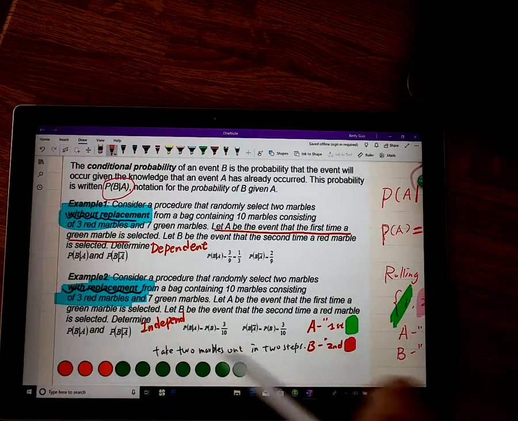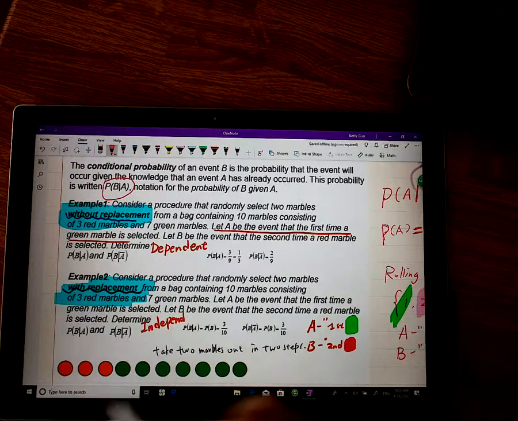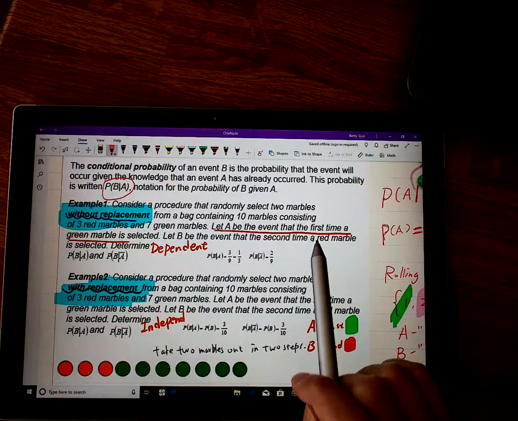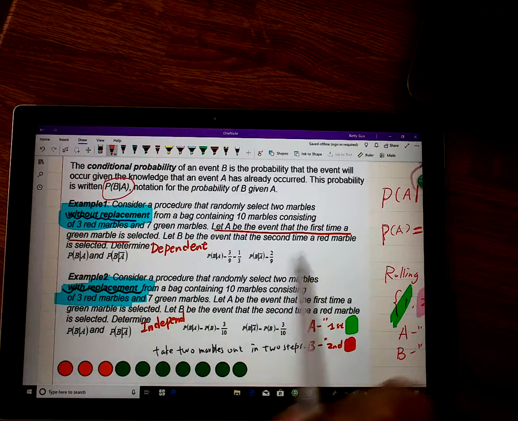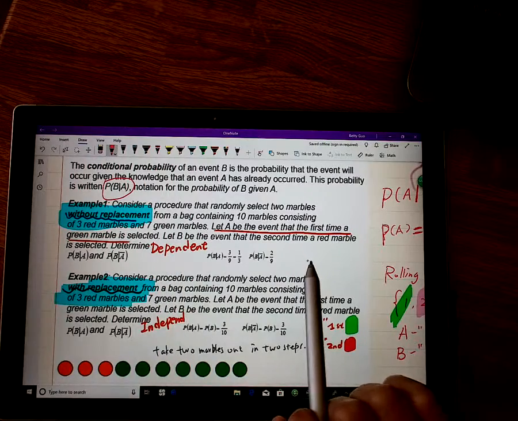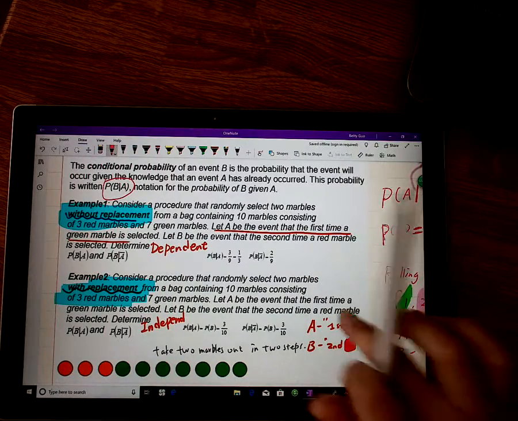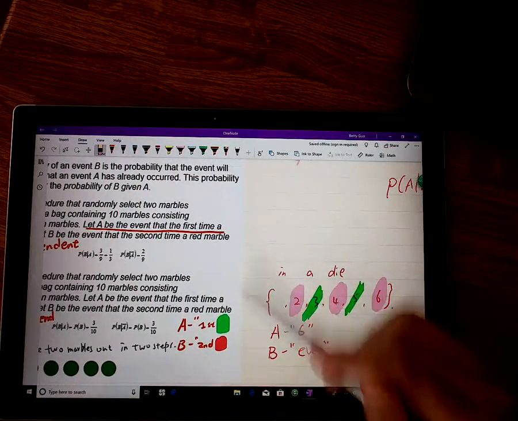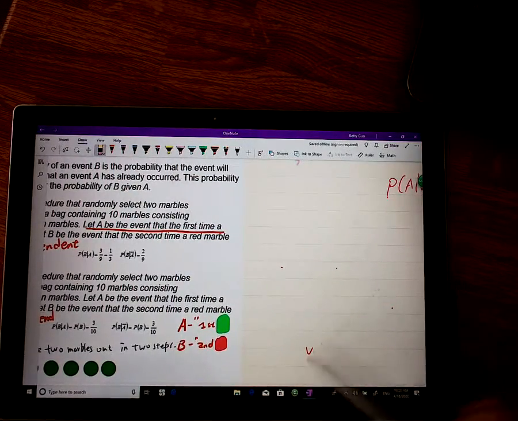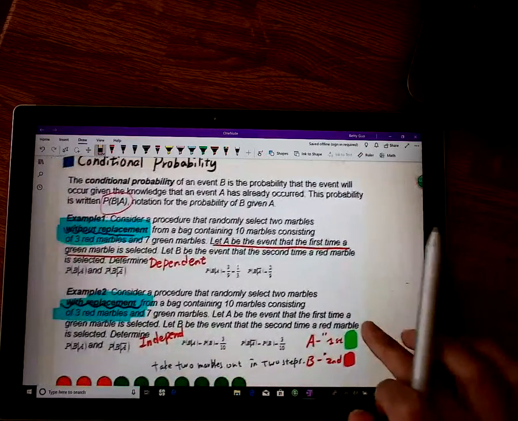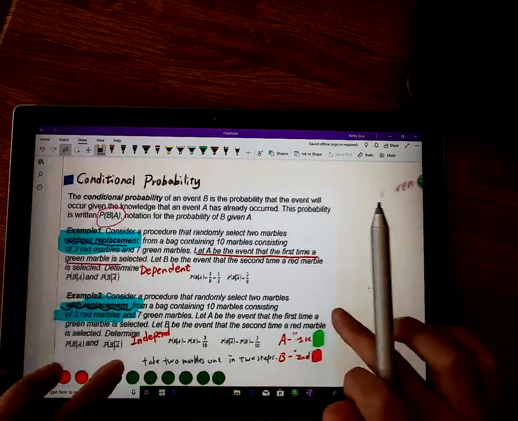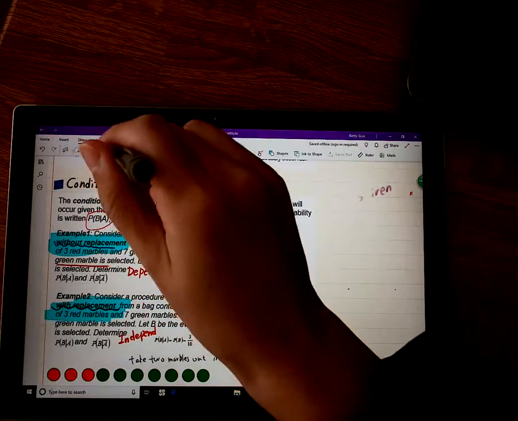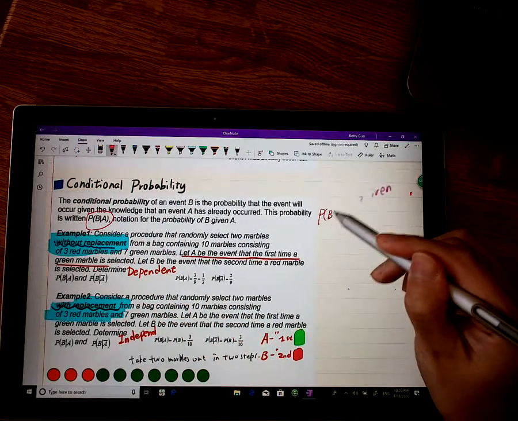Okay, here, that's the bag. It has 10 marbles, 3 red, 7 green. Remember, A is the first time you get a green, and B is the second time you get a red marble. I would have to erase that and have enough space to write a solution. For example 1, we need to find firstly P of B given A.